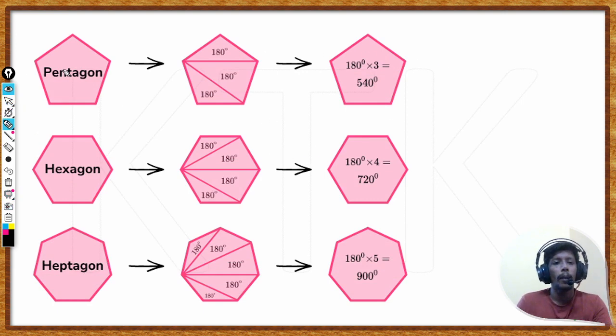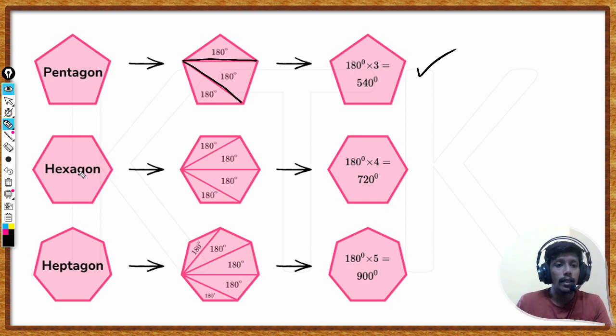Pentagon is given and I am drawing two diagonals like this. One diagonal here, one diagonal here. So I am dividing the pentagon into three triangles. Try to observe, three triangles. So 180 into 3. For one triangle it is 180 degrees, so for 3 triangles, 180 into 3, 540.